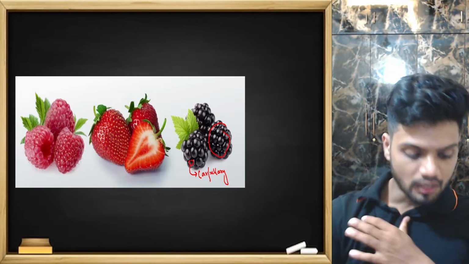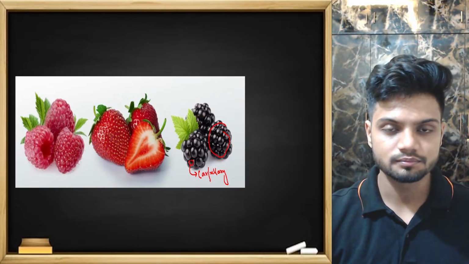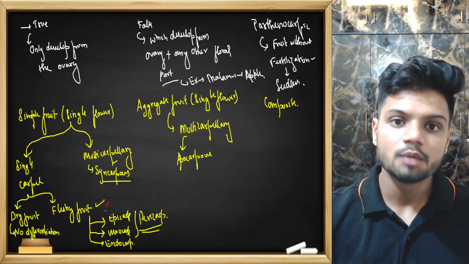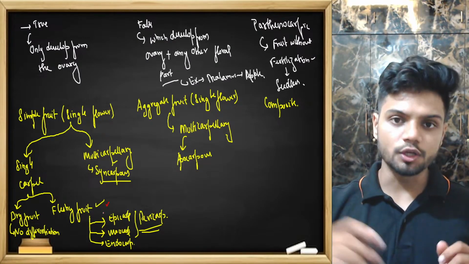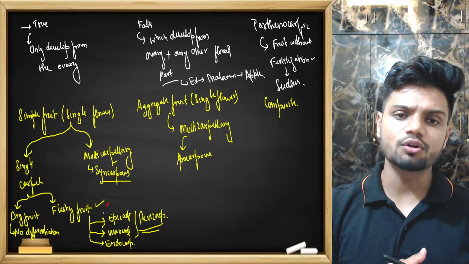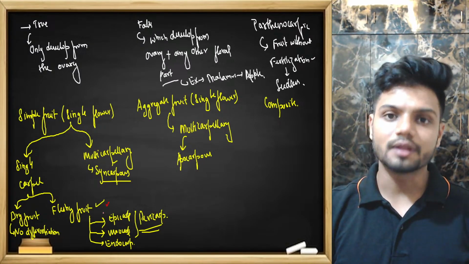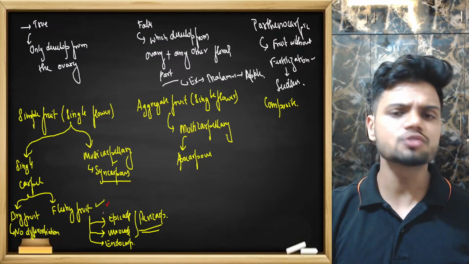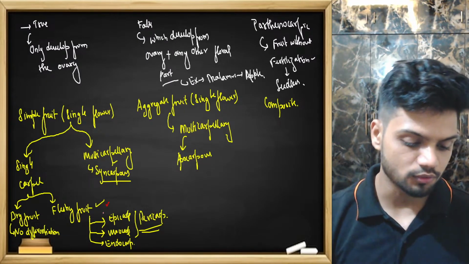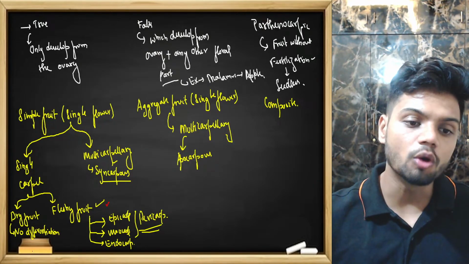Apocarpous condition. Understood? No, dry fruit is not coconut. Coconut also comes under fleshy fruit only. Because in coconut, can you tell, do we have epicarp, mesocarp, endocarp? Yes. In coconut we have epicarp, mesocarp, and endocarp. So coconut is not a dry fruit. Coconut is also a fleshy fruit. Okay. Remember that.